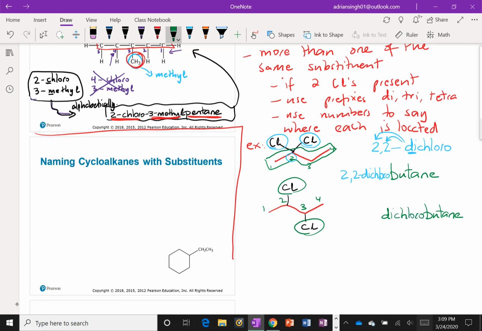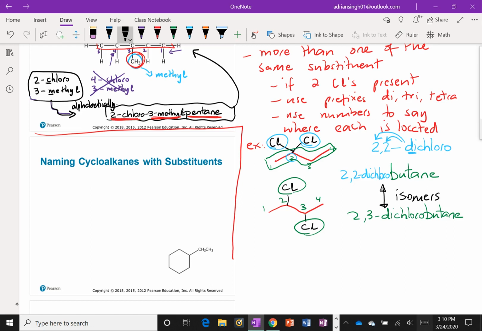And now where are they located? Well, they are on carbons 2 and 3 now. So 2,3-dichloro versus 2,2-dichloro. Obviously, when you look at both of these, they have the same chemical formula, but now the atoms are arranged differently, so this would mean that these are isomers of each other. All right, so you want to be careful when it comes to the naming. When you have more than one of the same substituent, you need to use a number for each of those substituents just to say where they're located.